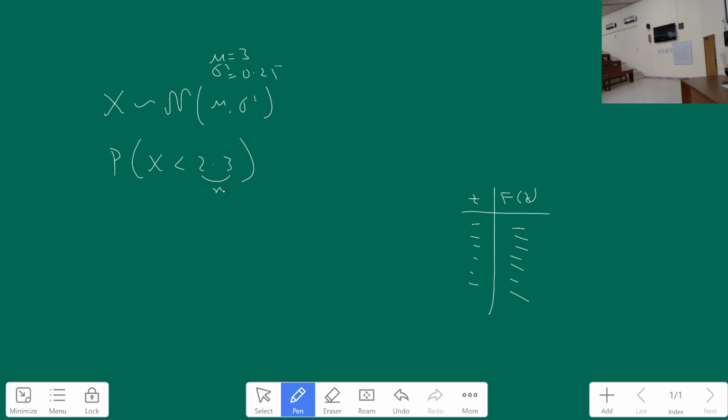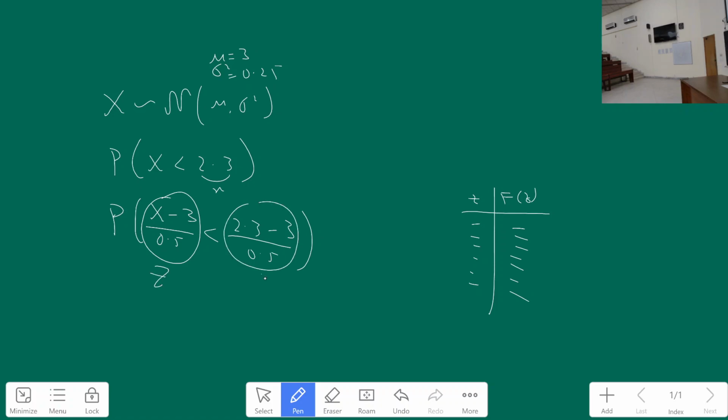So go back to what we discussed. The probability of this is the same as saying x minus the mean 3, divided by the standard deviation, square root of 0.25 which is 0.5, less than 2.3 minus 3 divided by 0.5. Now, as we have already proven, this is standard normal. So this is Z and this is small z. Calculate this, I've already done that. It turns out to be minus 1.4. So you're saying I want to find the probability Z less than minus 1.4.